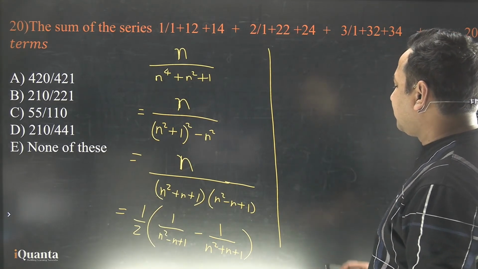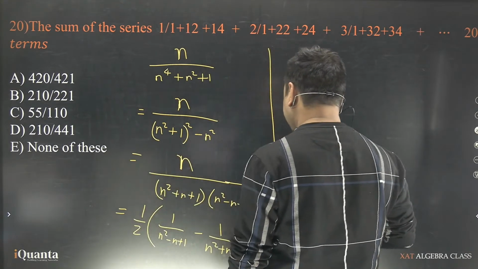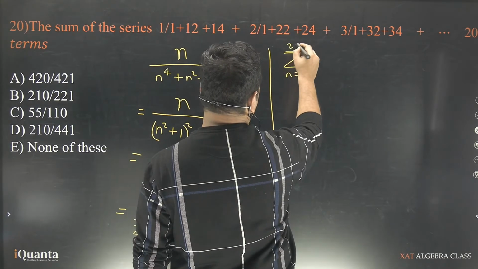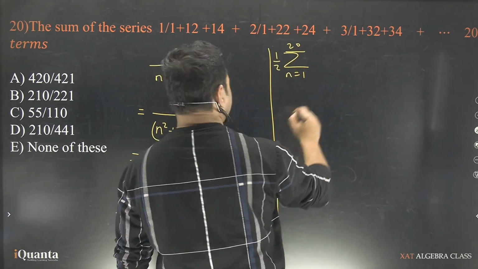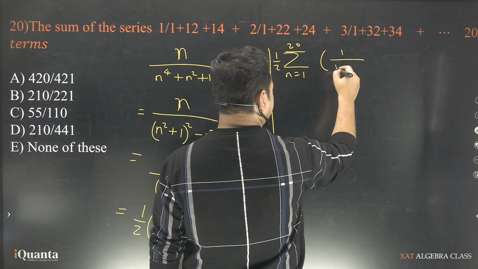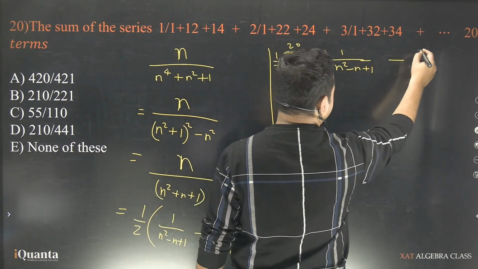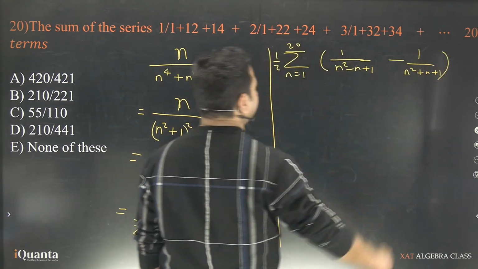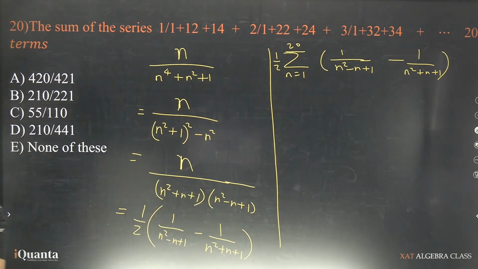All right. Now once we have obtained this, we are good to go. So now the expression becomes summation of n is equal to 1 to 20, taking 1 by 2 common बाहर निकाल लेते हैं, and we have 1 upon n square minus n plus 1 minus 1 upon n square plus n plus 1, right? Let us put in the values and try to find some pattern. Clear, everyone? People on YouTube, is that clear?